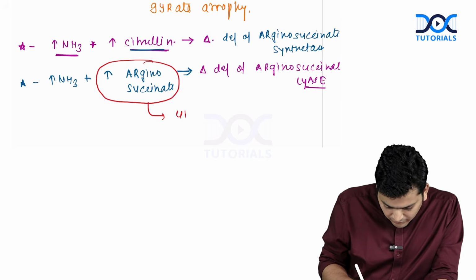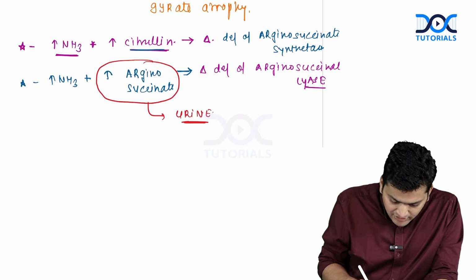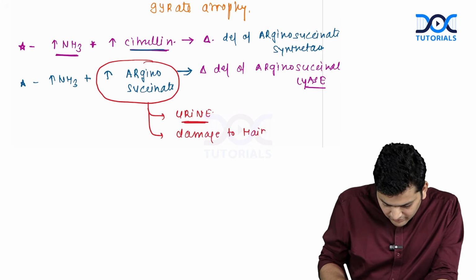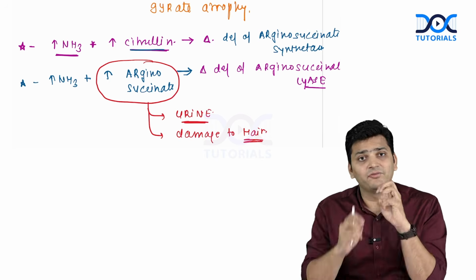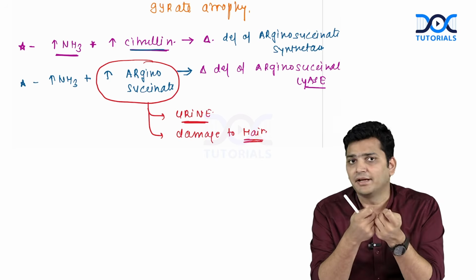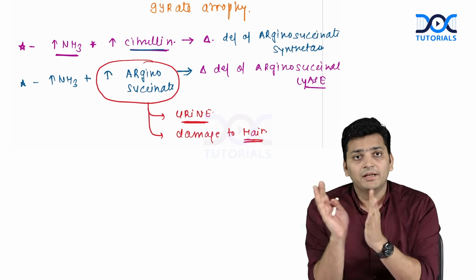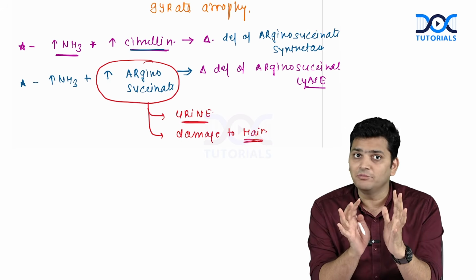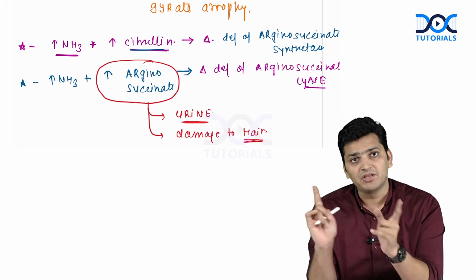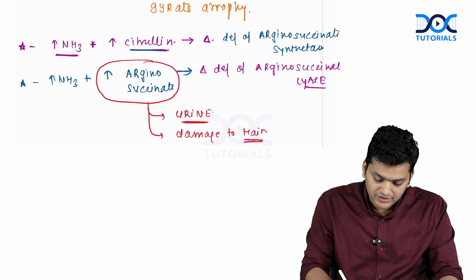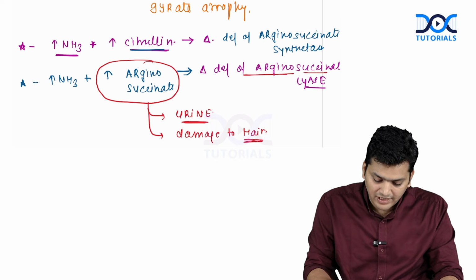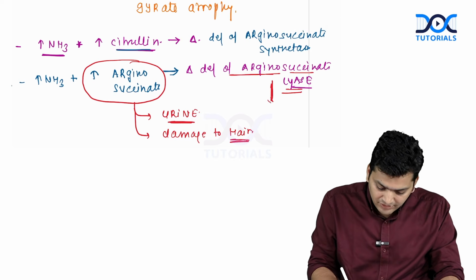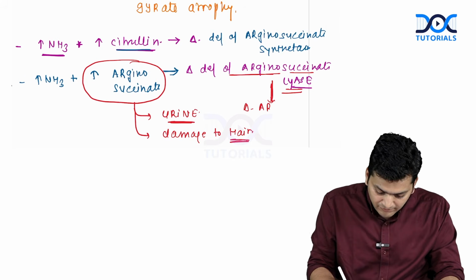And this increased amount of arginosuccinate is going to come in the urine, as well as it is going to damage the hairs also. So the patient's hairs will get damaged, they will easily break. So if they say, the hint will be hyperammonia with some problem in the hairs. There is only one disease with hyperammonia with hair problem. It is going to be the deficiency of arginosuccinate lyase, and this is called arginosuccinate urea. The disease is called arginosuccinate urea.